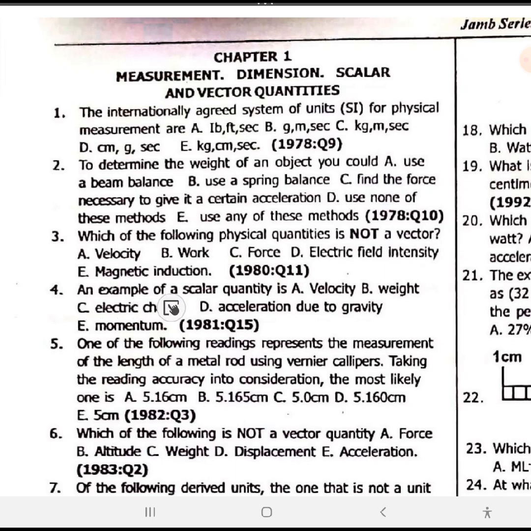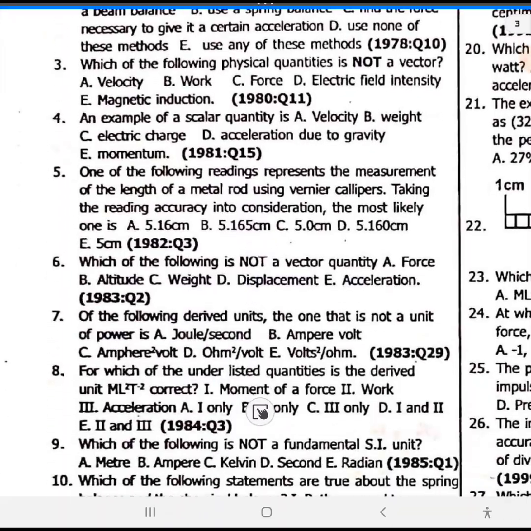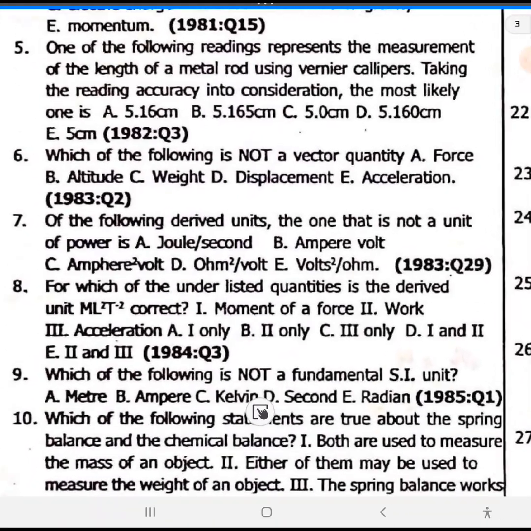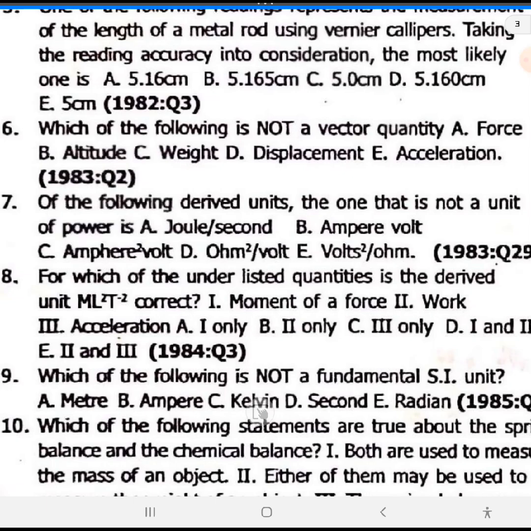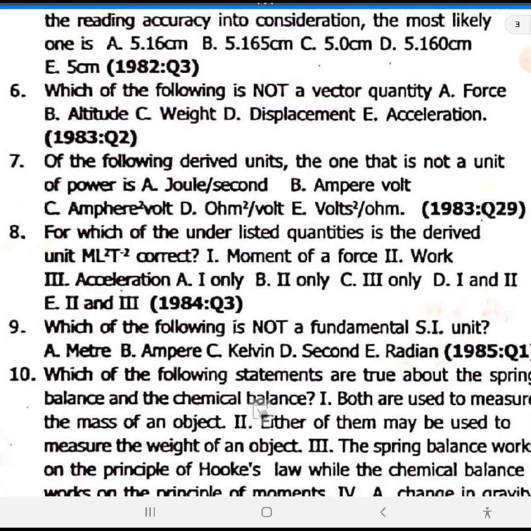Number 4, an example of a scalar quantity. We've touched this one already. You could pick the answer yourself. I'll just pick the answer and run. Electric charge, option C. Number 5, one of the following readings represent, the reading is not actually shown here, so we'll skip that for time's sake, so we'll be fast. Okay, I need to zoom in a bit.